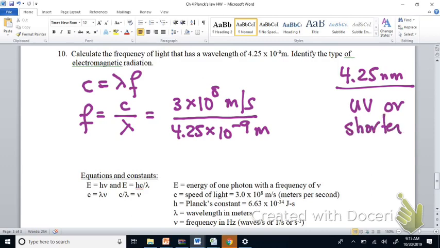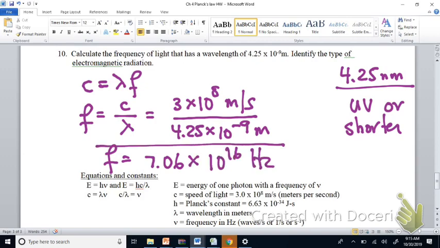Just Google that. In terms of the frequency, 3 times 10 to the 8 divided by 4.25 times 10 to the minus 9, get a frequency of 7.06 times 10 to the 16 hertz. Remember, you could also use an inverse second for that one.